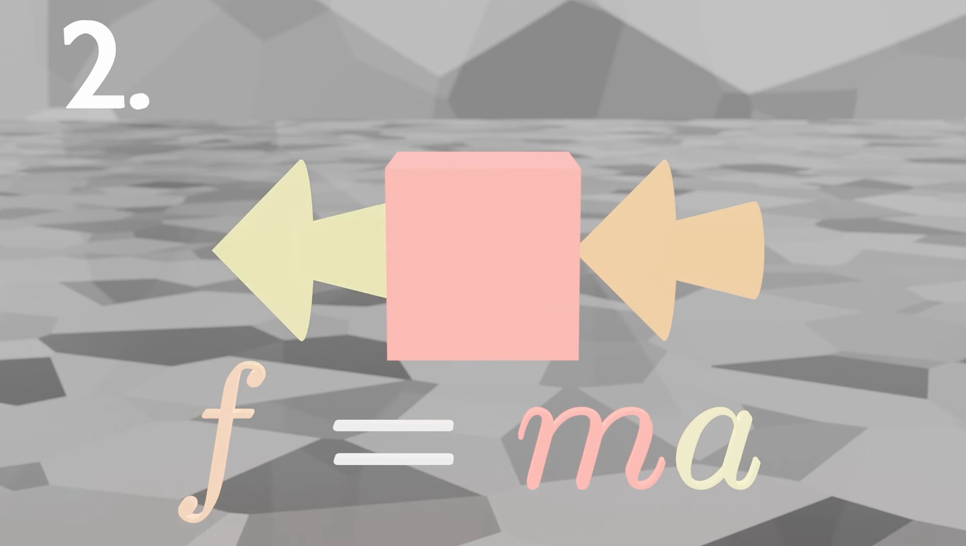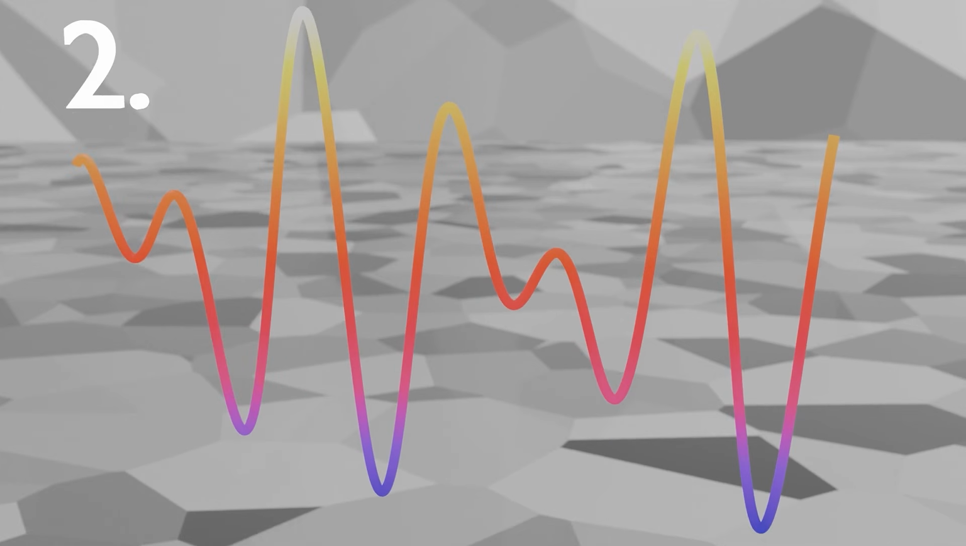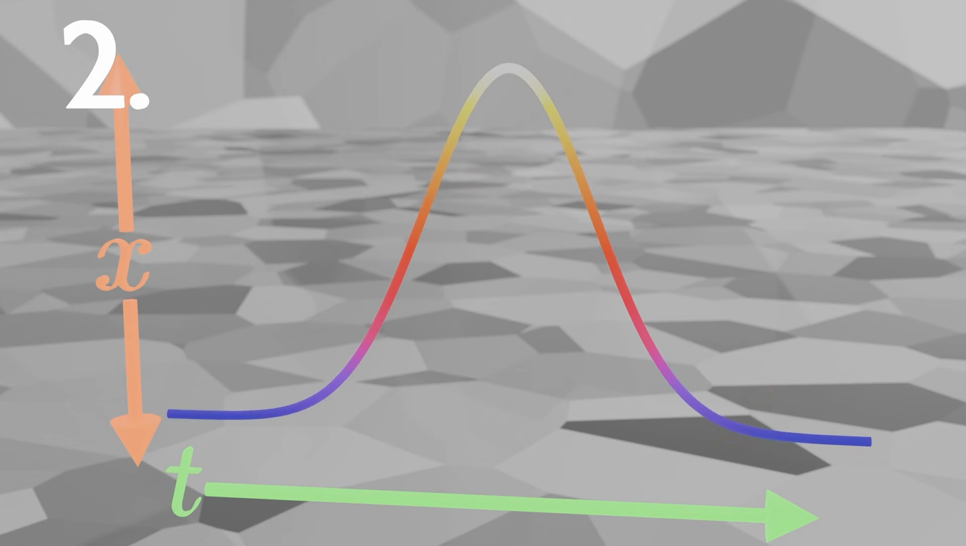But more importantly, let's ask the question of, what is acceleration? Well, thanks to Leibniz, ooh, don't tell Big N I said that, we have this cool tool called a derivative, which basically works like this. Imagine that you have a function of position in relation to time. In this case, we can see that the position of our object would start at 0, then go up to 1, and then fall down to 0.